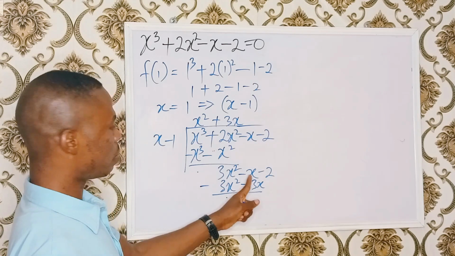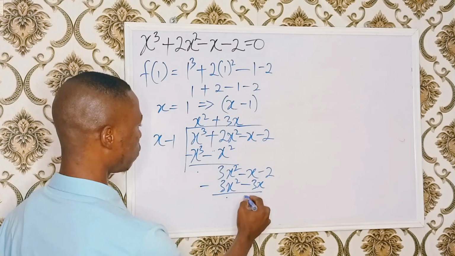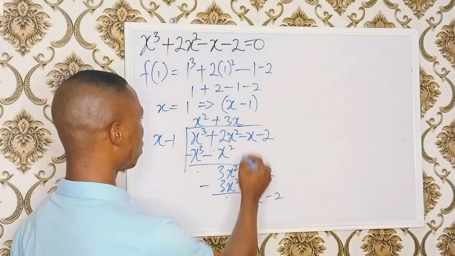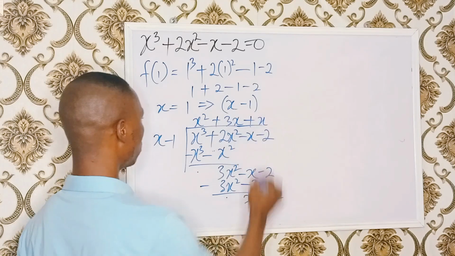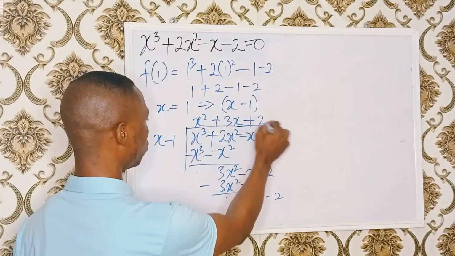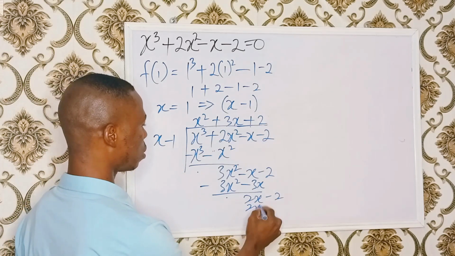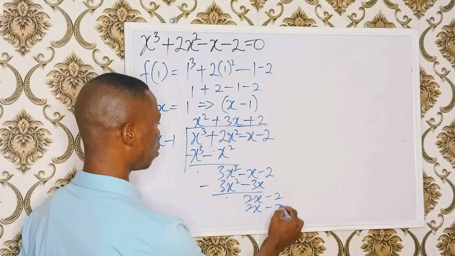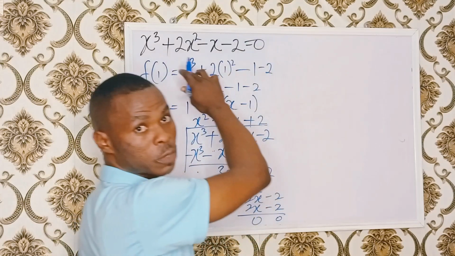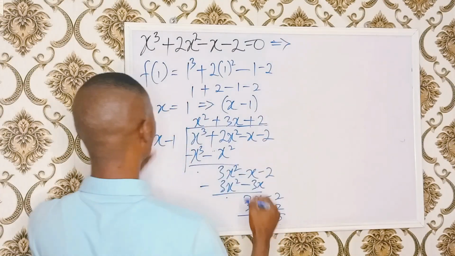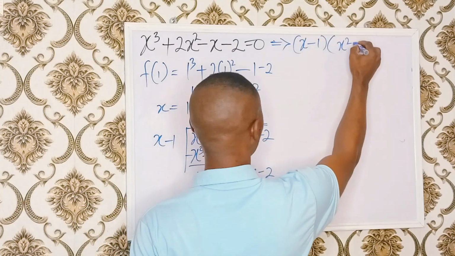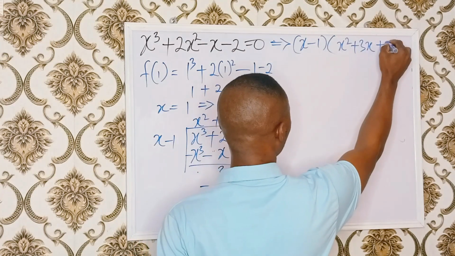So minus x minus minus 3x is going to give you 2x. Bring down your 2. 2x divided by x is going to give you plus 2. So 2 times x will give you 2x. 2 times minus 1 will give you minus 2. And when you subtract this, you have 0. So now this polynomial implies that you have x minus 1 times x squared plus 3x plus 2.